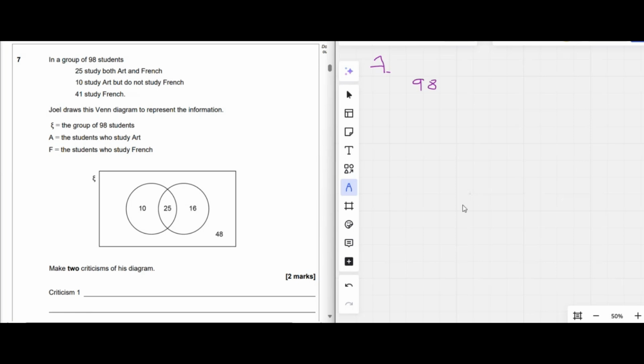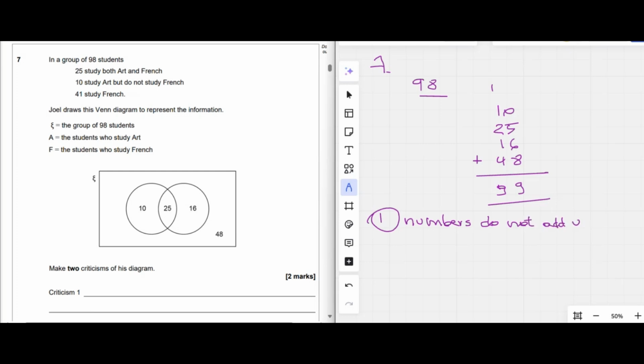Maybe that. Wait, 10. So the total: 10, 25, 16, and 48. Let's try that. It's 9. 1, 2, 4, 8, 9. So we have 99 instead of 98. So the first thing: the numbers do not add up to 98.